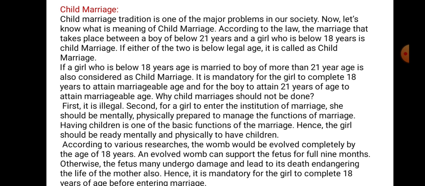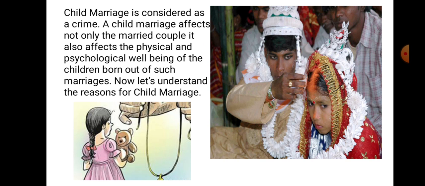If the girl is below 18 years, the womb will not be prepared to hold the fetus. Otherwise, the fetus may undergo damage and lead to its death, endangering the life of the mother also. So, if child marriage takes place, it is a danger not only to the girl but also to the fetus in her womb. Hence, it is compulsory for the girl to complete 18 years of age before entering into marriage. So, child marriage is considered a crime.